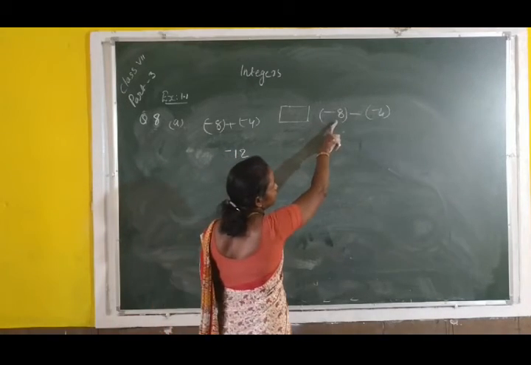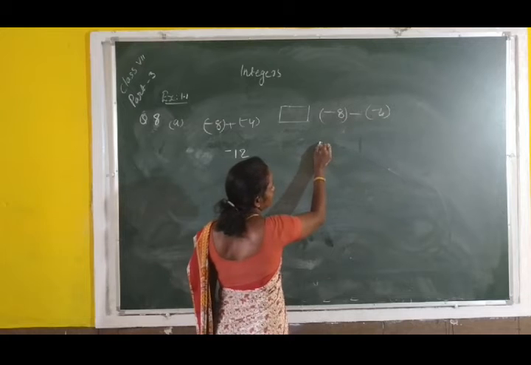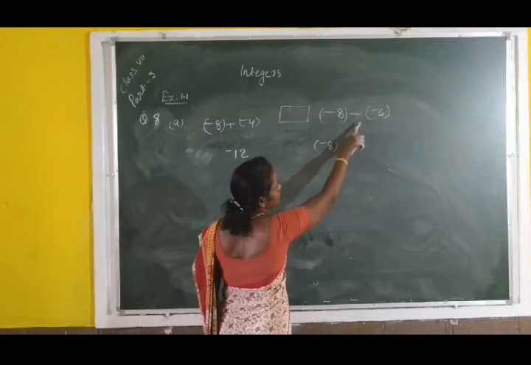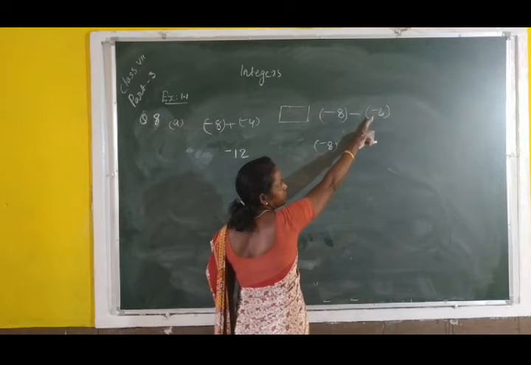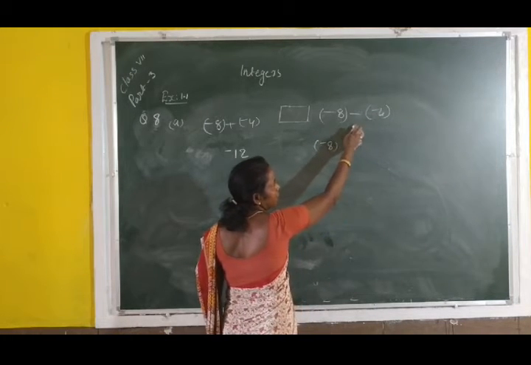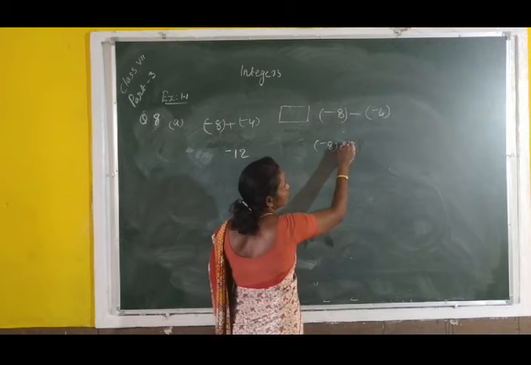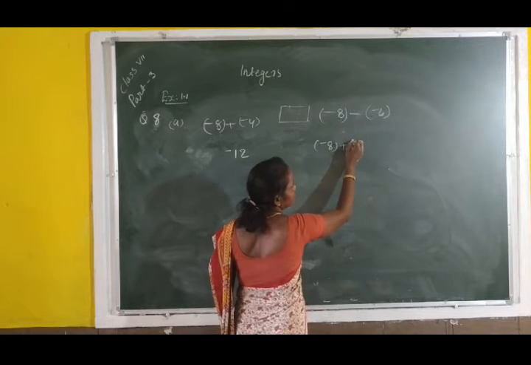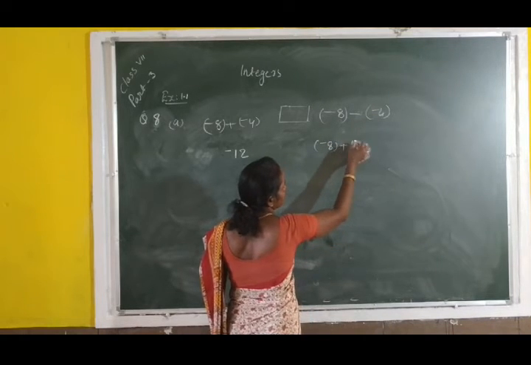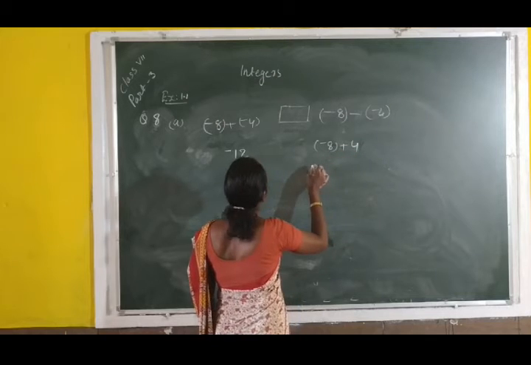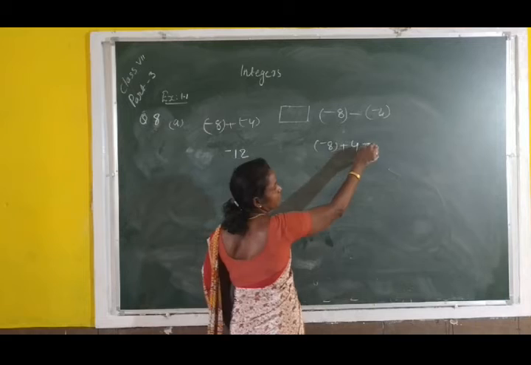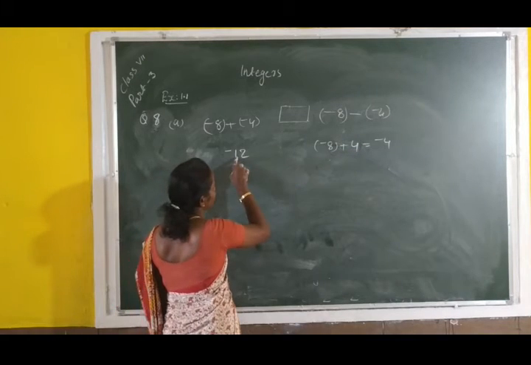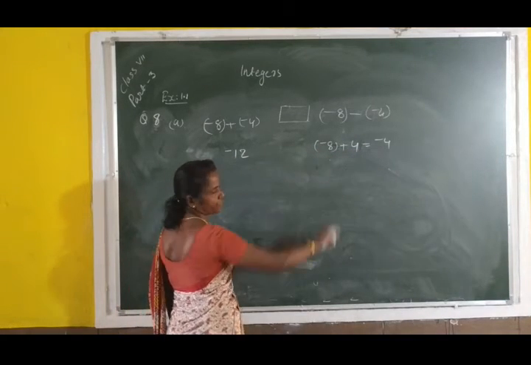Then next, look, negative 8 minus negative 4. Subtraction rule means the additive inverse of the second number is added to the first number. So plus the additive inverse, positive 4. So what is this answer? The answer is negative 8 plus 4, negative 4. So negative 12 and negative 4.